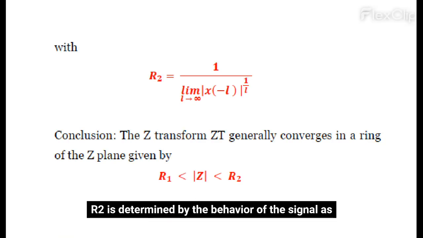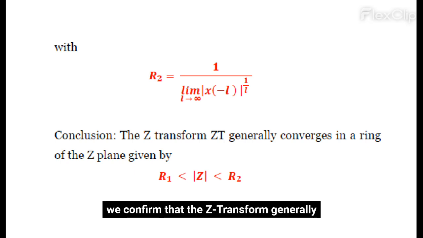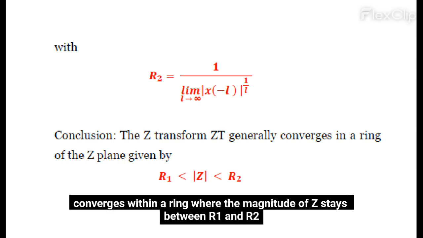In summary, R2 is determined by the behavior of the signal as time goes to negative infinity, combining both parts. We confirm that the z-transform generally converges within a ring where the magnitude of z stays between R1 and R2.